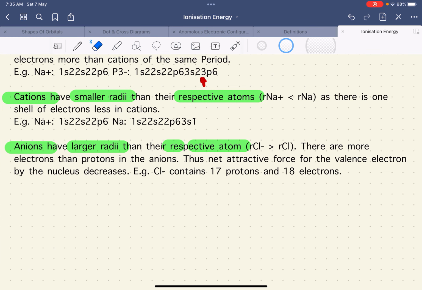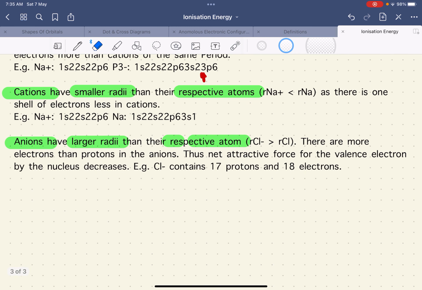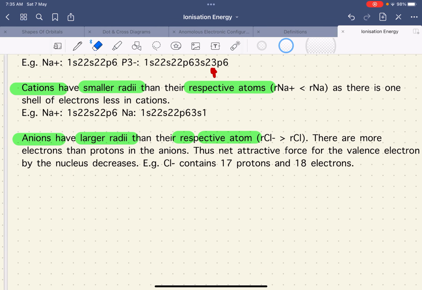And they also have smaller radii than the respective atoms. This one is very simple. This one is plus, right? You take away one electron, and if the subshell goes away, then the ionic radii will be smaller, okay? Or the cationic radii, if you want to be fancy.